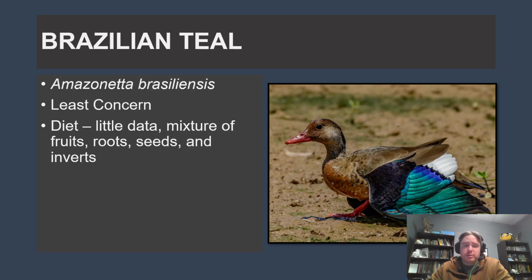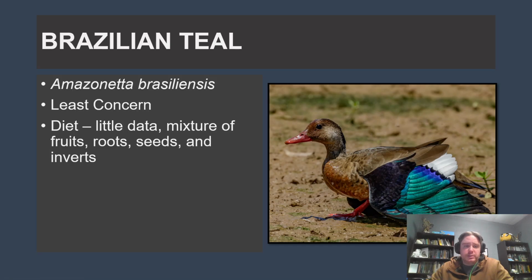The Brazilian teal, Amazonetta brasiliensis, is a species of least concern. I like this particular picture from eBird because with the Brazilian teal, if you look at it without the wing open, it looks essentially a warm brown color, which is what you see in this picture here. You can't see any of this color when the wing is closed, but when the wing is open, you can really see the beauty of the colors that this bird possesses. Many ducks actually are like this. They hide some incredible color in their wings.